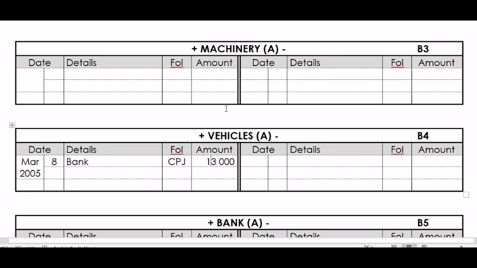So you go to machinery. On the debit side, you write March 2005, the 13th, still bank CPJ, 9,000 Rand. You must write March 2005 in every account, and you must write bank CPJ in every account. All of this will give you some easy marks.